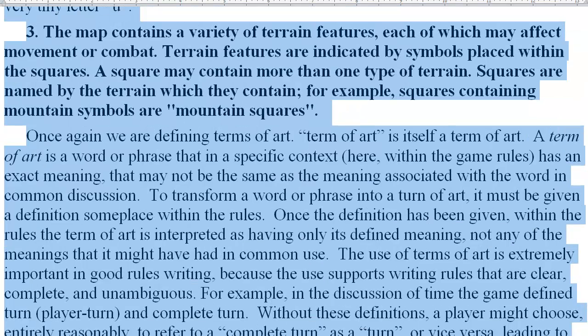The map shows terrain. The terrain features all sit inside the squares. So you will have one or more types of terrain that may appear in a square, like a railroad line, a city, mountains, hills, swamps, rivers. Squares are named by the terrain they contain. For example, squares that contain rivers are river squares. The same square may be several objects, so you may have a mountain rail square, a square that contains mountain symbols and that also contains railroad symbols.